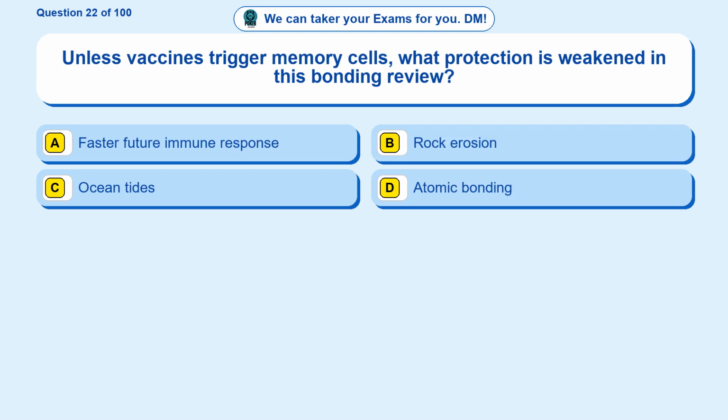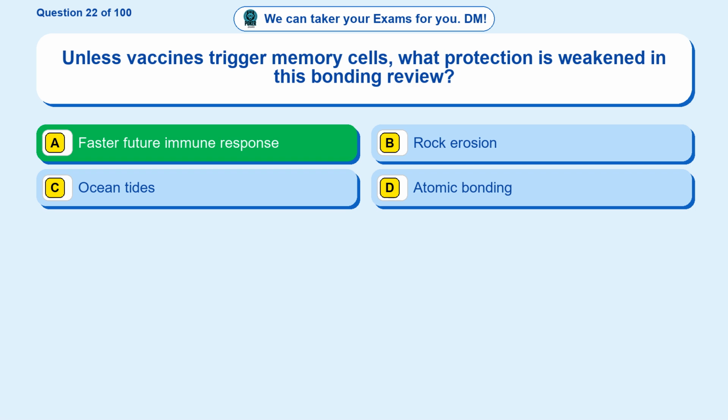Question 22. Unless vaccines trigger memory cells, what protection is weakened in this bonding review? Option A. Faster future immune response. Option B. Rock erosion. Option C. Ocean tides. Option D, atomic bonding. The correct answer is option A.